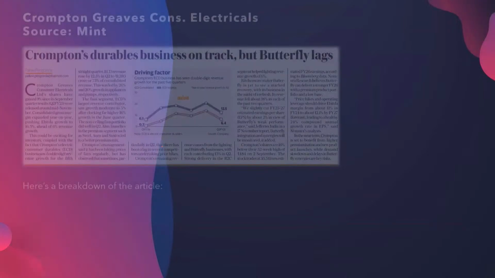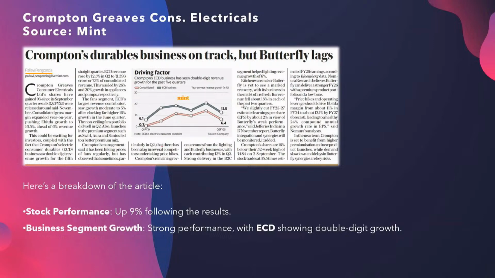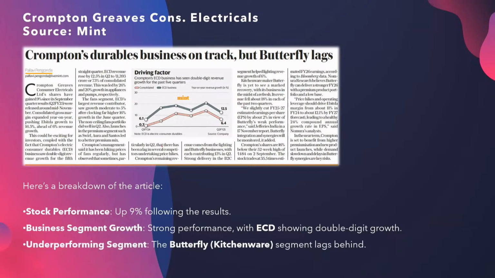This is our stock specific news about Crompton Durable Business. If you see over here, I'll just break down this article from Mint. The stock has gone up 9% following the results. What this article is talking about is a strong performance within the electronic consumer durables, which has shown double-digit growth over a longer period of time. One particular segment, the kitchenware of this company, lags behind.